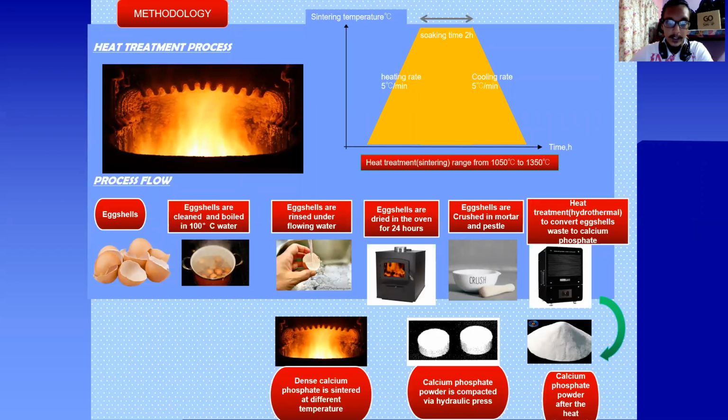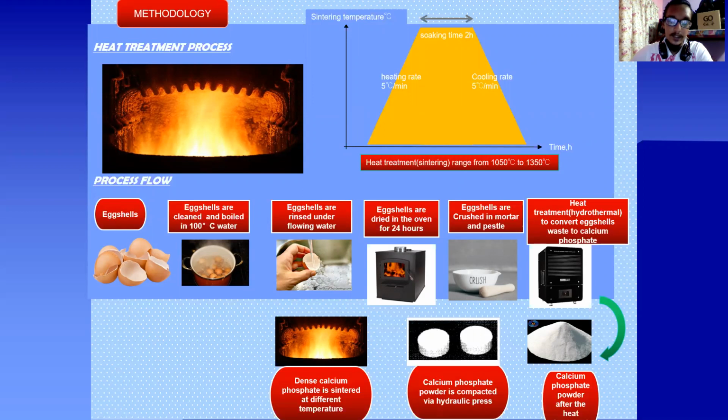Okay, so the methodology. The heat treatment process can be seen on the graph, which shows the sintering temperature used to sinter the dense calcium phosphate at different temperatures, ranging from 1050 Celsius to 1350 Celsius, with a soaking time of 2 hours and a heating and cooling rate of 5 Celsius per minute. So this is basically what the experiment is based on, which is to sinter dense calcium phosphate at different temperatures to study the properties.